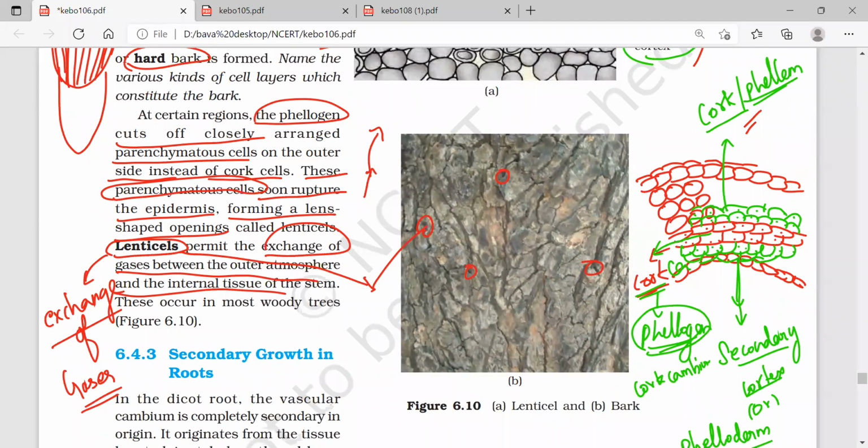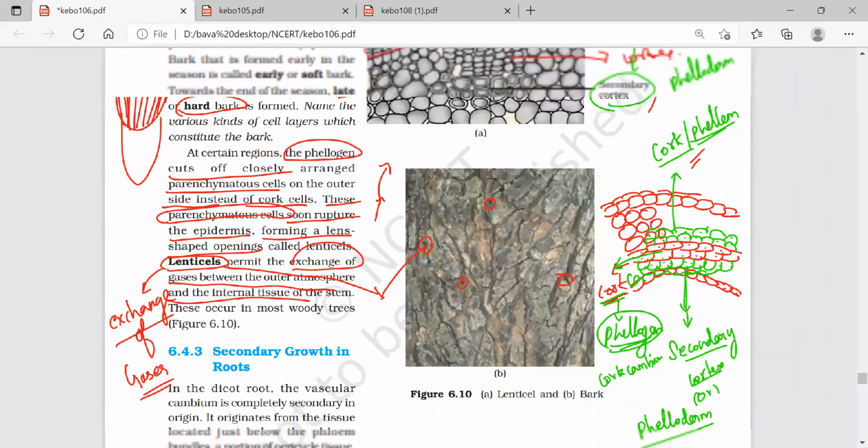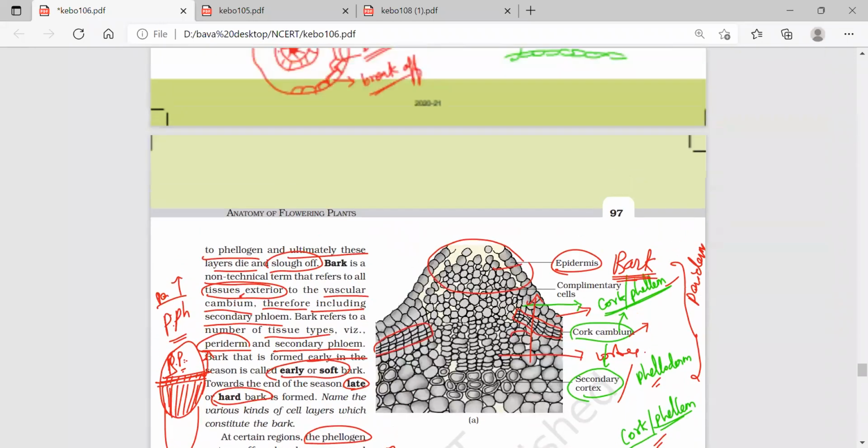Have you understood? Yes, sir. Now see the entire content. What we discussed so far is secondary growth.